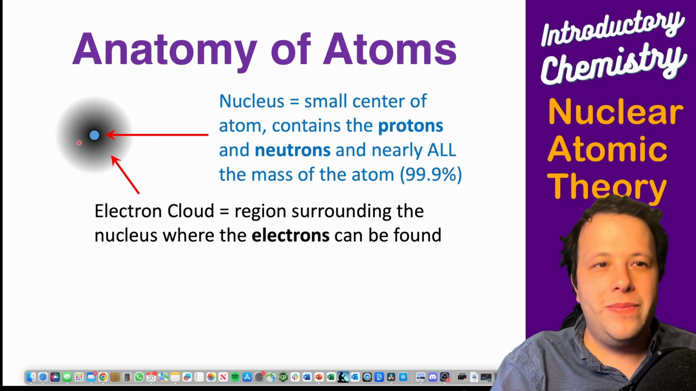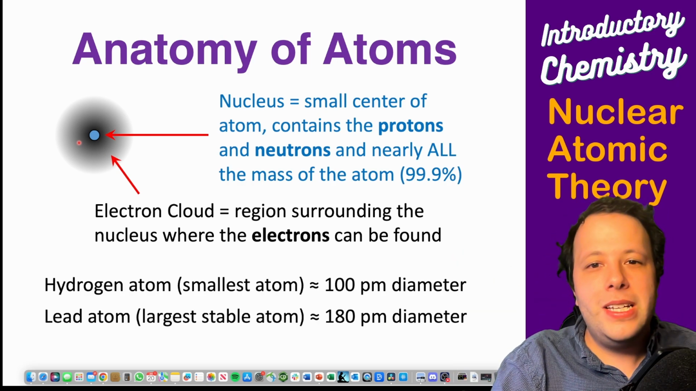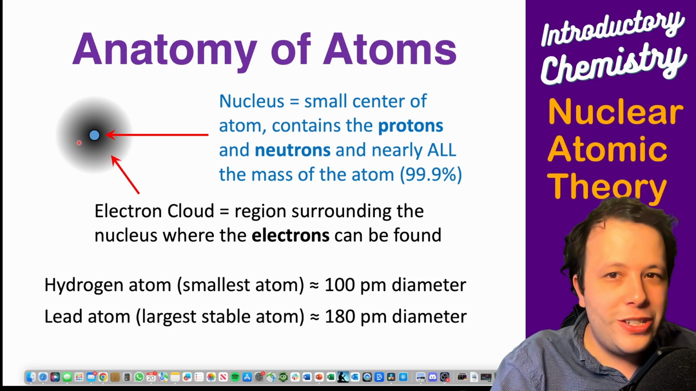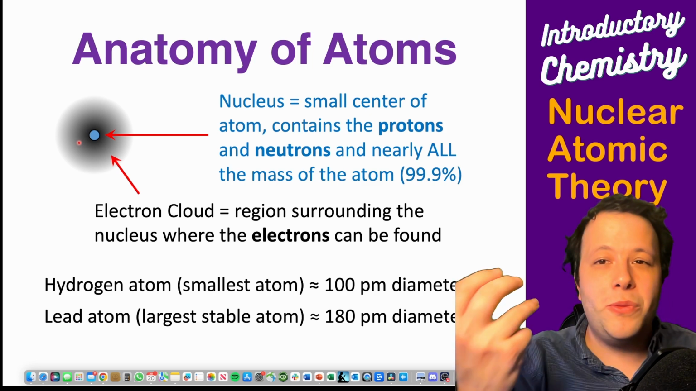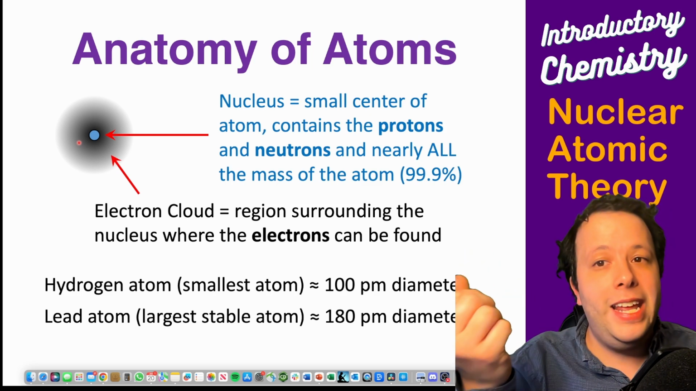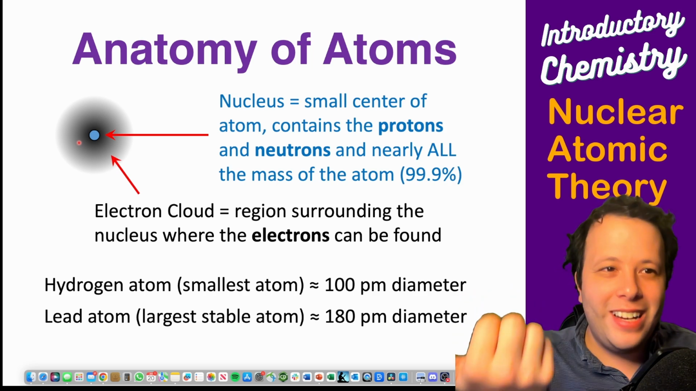Now, what's the size that we're talking about an atom? Well, essentially, the size of a hydrogen atom is around 100 picometers. Now, if you think of pico as one of your prefixes, that's 10 to the negative 12 meters. So very, very, very tiny.